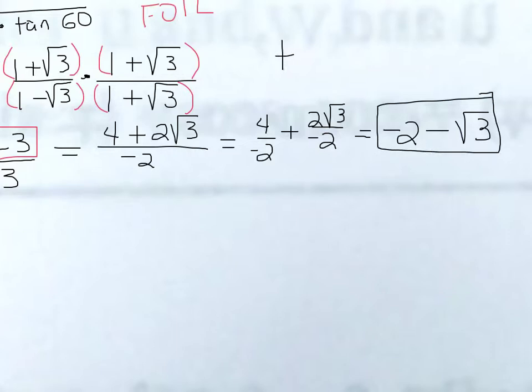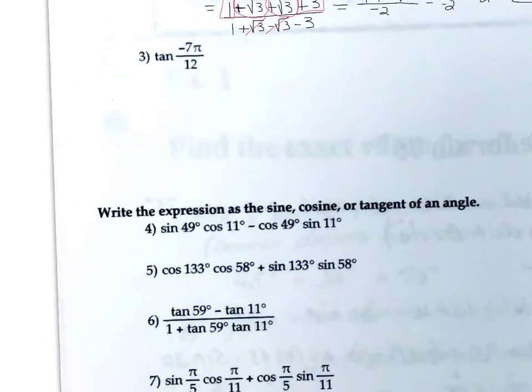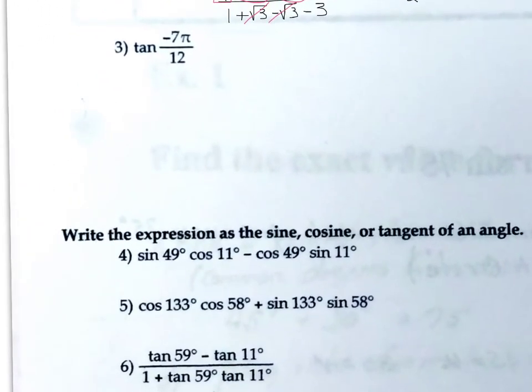So if you check with the calculator tangent of 105, the values should be the same. So let's go ahead and check that. Tangent of negative 7 pi over 12, we have to know our angles. So what is negative 7 pi over 12? How many degrees is that? Do you say 105?